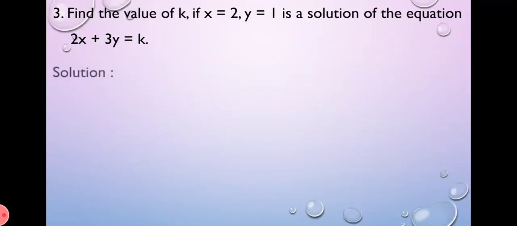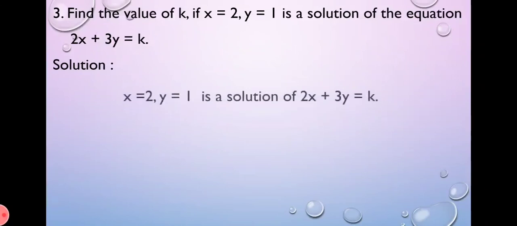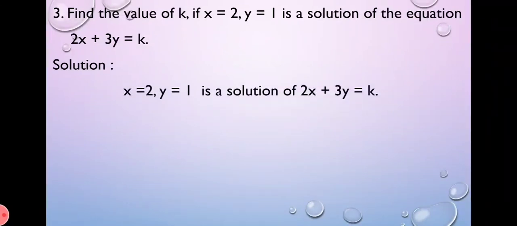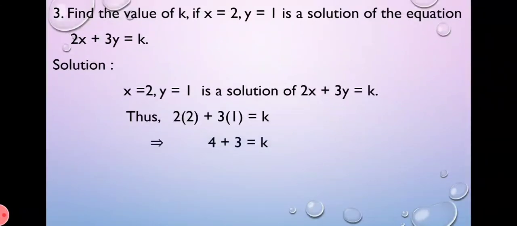So for the solution, x equal to 2, y equal to 1 is the solution of 2x plus 3y equal to k. Thus 2 into 2 plus 3 into 1 equal to k. We are putting the values of x and y in the given equation. So 2 into 2 plus 3 into 1 equal to k. That is 4 plus 3 equal to k. That is, k equal to 7.